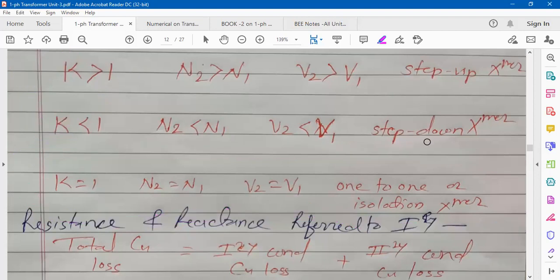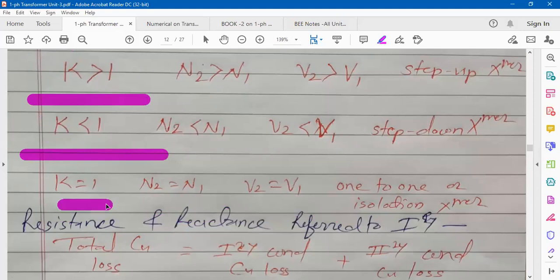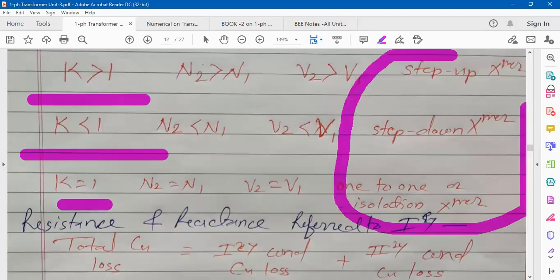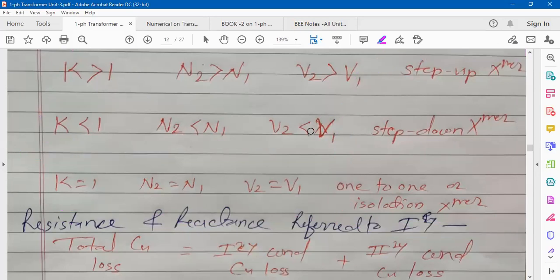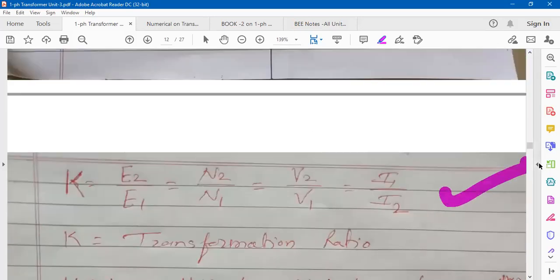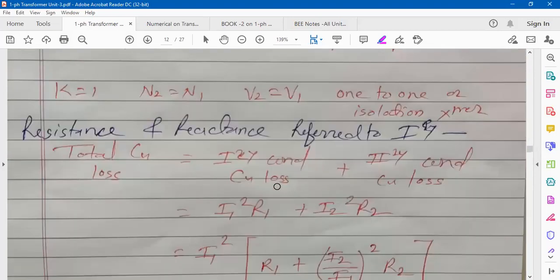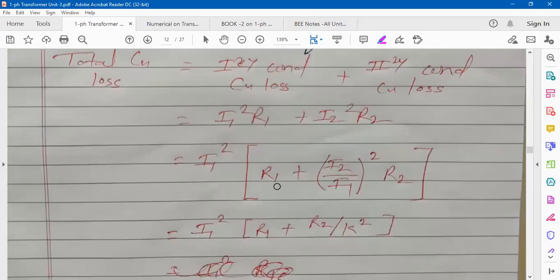Okay, MCQ question: if K is greater than 1, K is less than 1, K is equal to 1, which transformer is it? Whether it is a step up or step down or isolation. And based on this formula, numericals. We will see the numericals also on that topic. Before that, we'll cover first transfer of parameters. Okay.